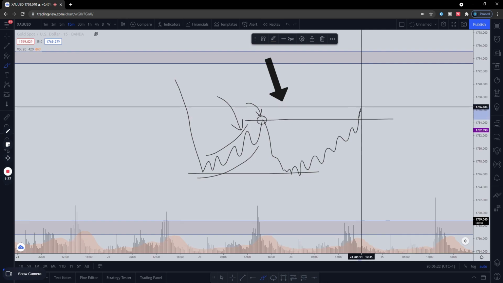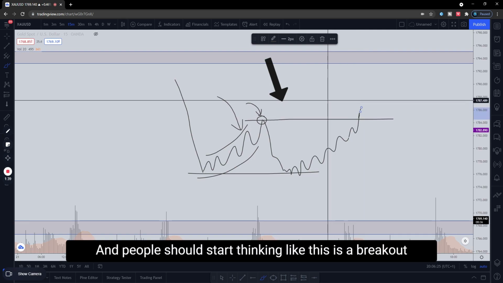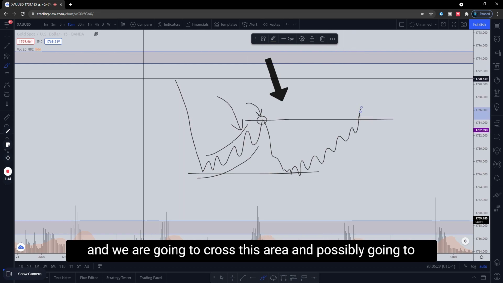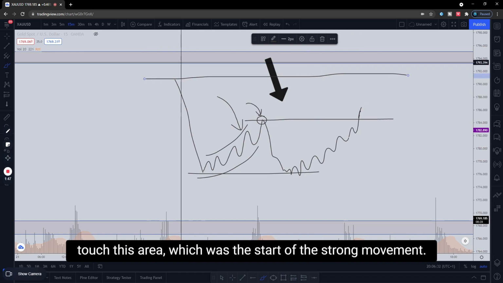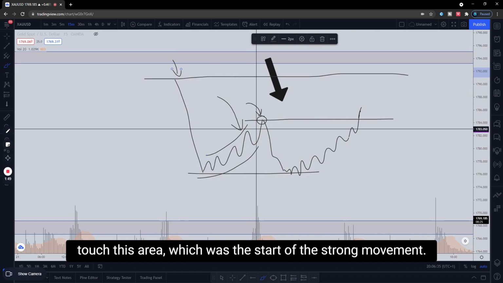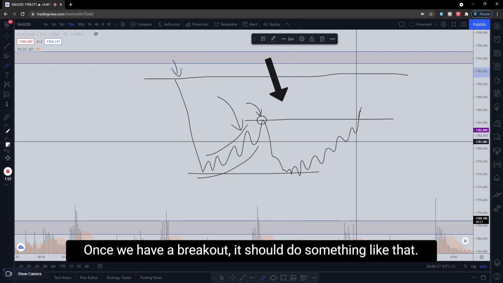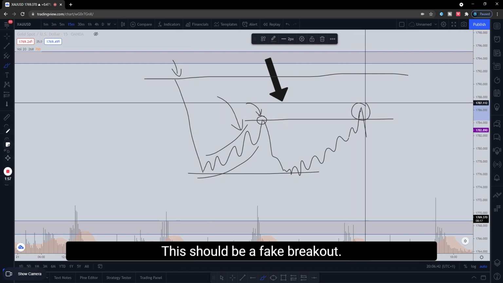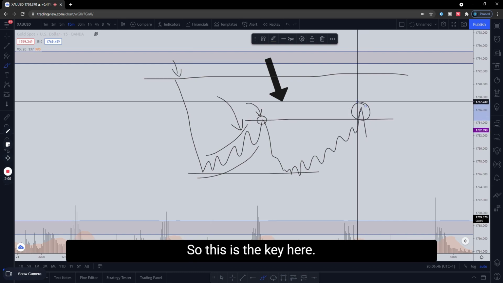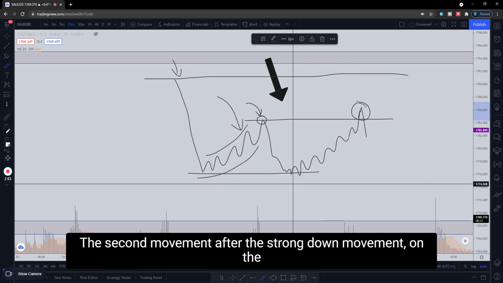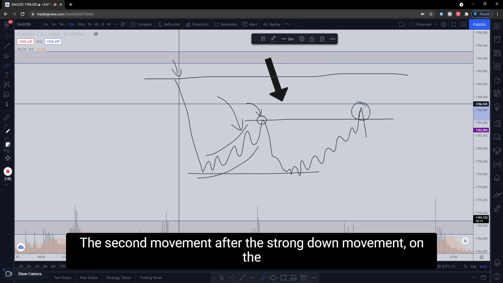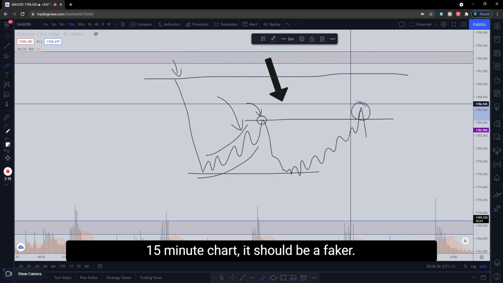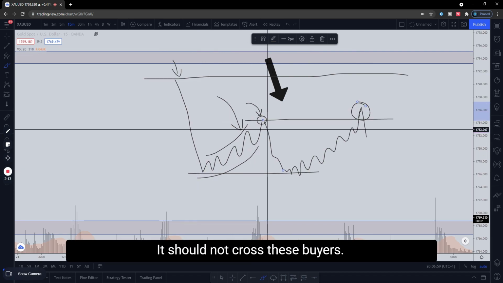creating a breakout, and people should start thinking this is a breakout and we are going to cross this area and possibly touch this area, which was the start of the strong movement. People should start thinking like that. Once we have a breakout, it should do something like that. This should be a fake breakout. So this is the key here. The second movement after the strong down movement on the 15-minute chart should be a fake. It should not cross these buyers.